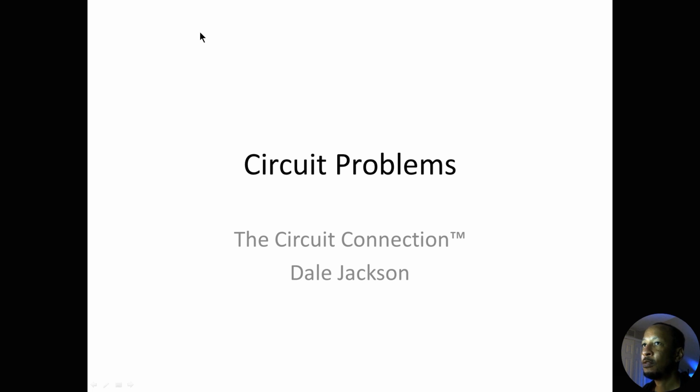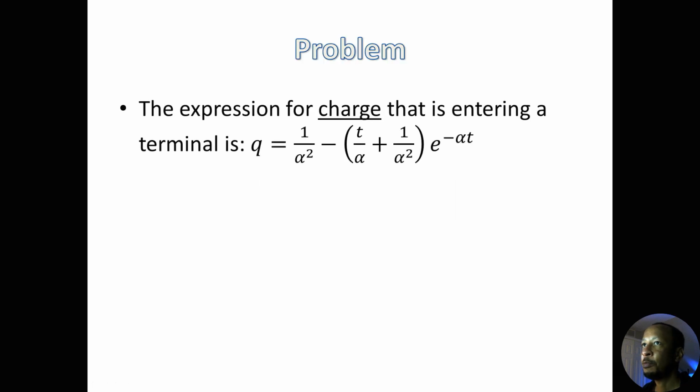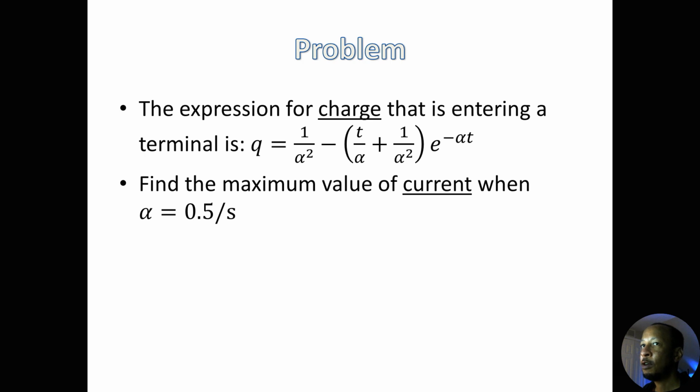Okay, so in this lecture I'm going to be going over one particular circuit problem. The problem is: the expression for charge entering a terminal is q equals (1/α² − t/α + 1/α²)... rather, q = (1/α² − (t/α + 1/α²)) e^(−αt). Find the maximum value of current when α equals 0.5 per second. And α has to be in per seconds because time t there is in seconds.